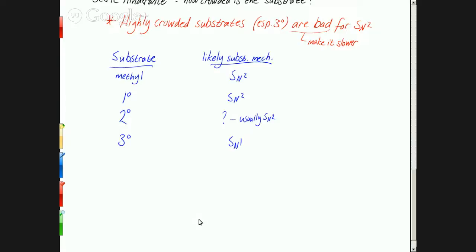Where it gets a little tricky is when we also bring in the elimination reactions, which compete also. So a tertiary substrate can do substitution or elimination, but when it does substitution, it's always going to go SN1.